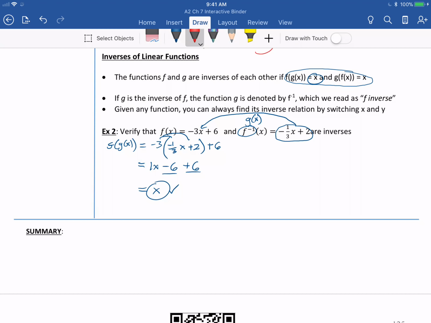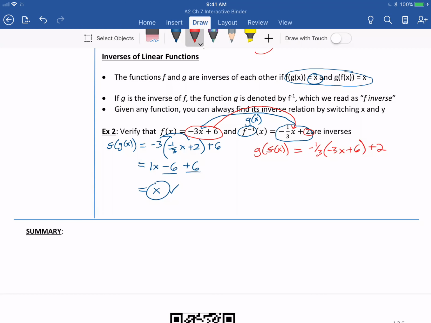All right, now it goes backwards the other way. We need to find g of f of x. So now I plug in my f of x, which is negative 3x plus 6. I plug that in for my x in g of x. So here I have negative 1/3 times not just x, I'm going to plug in negative 3x plus 6. And then I still have that plus 2 at the end. Don't forget that plus 2 at the end.